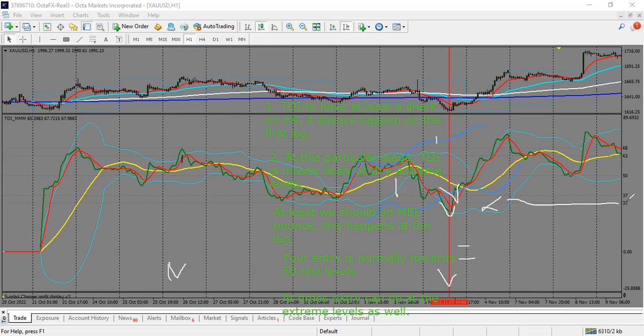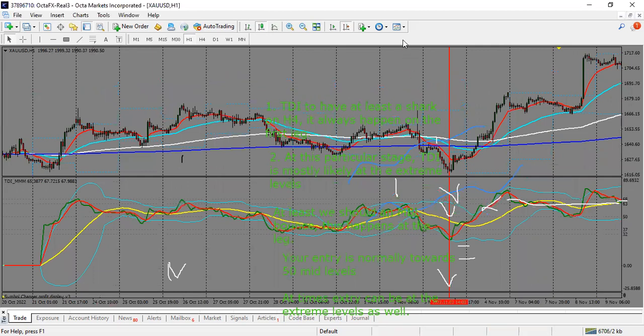Now, extreme level is what? 30, right? 30 to 20, right? Currently, we are at the extreme level. Price line is at the extreme of the Bollinger Band, which is absolutely good. TDI gave us a shark fin, which is absolutely good. Now, what happened with this market? Let me show you what happened with this market, right?